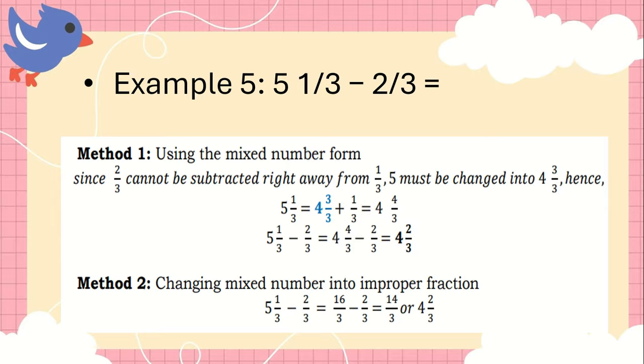5 1/3 minus 2/3 is equal to 4 4/3 minus 2/3 is equal to 4 and 2/3. For method 2, changing mixed number into improper fraction, 5 and 1/3 minus 2/3 is equal to 16/3 minus 2/3 is equal to 14/3 or 4 and 2/3.